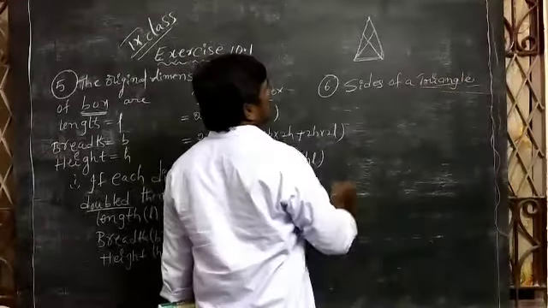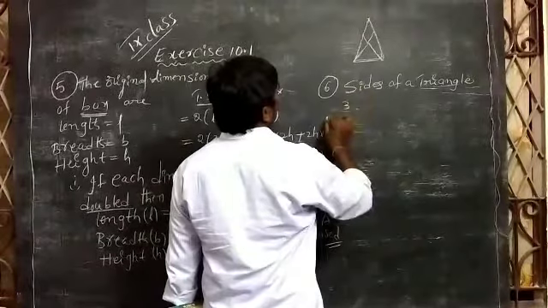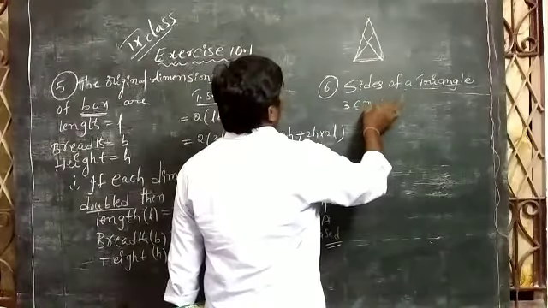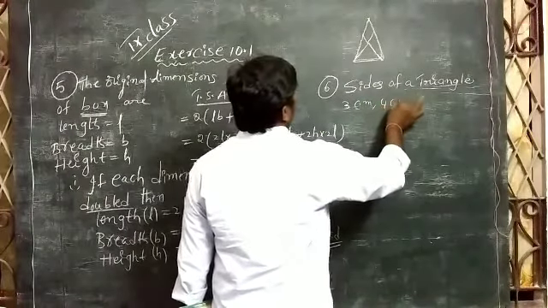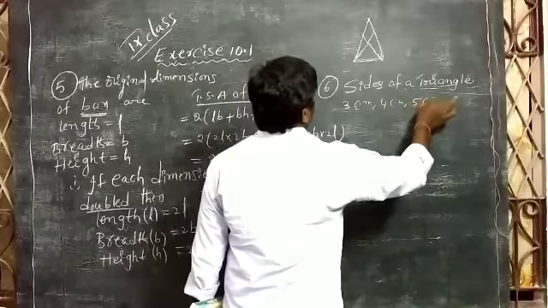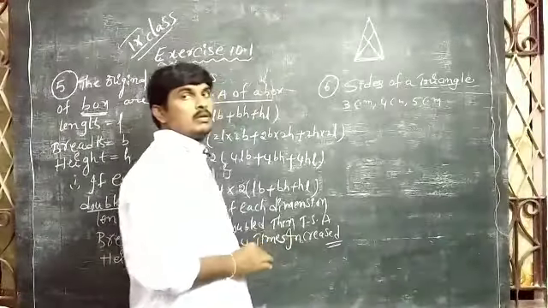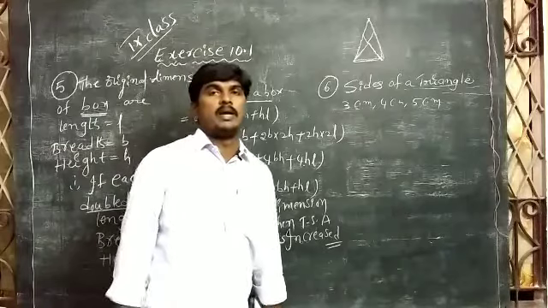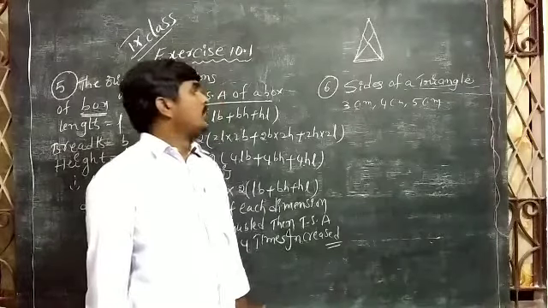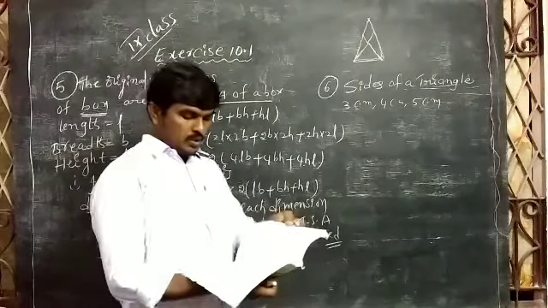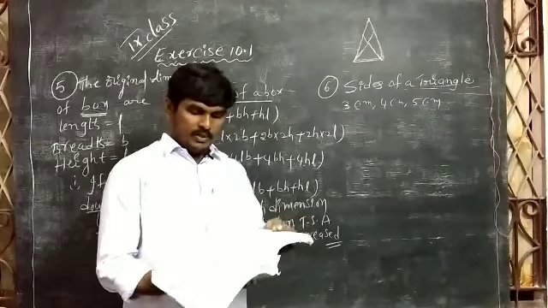What are the sides of the triangle? 3 centimeter, 4 centimeter and 5 centimeter. These are the sides of a triangle. Here they are asking a question. They are asking to find out the volume of the prism.